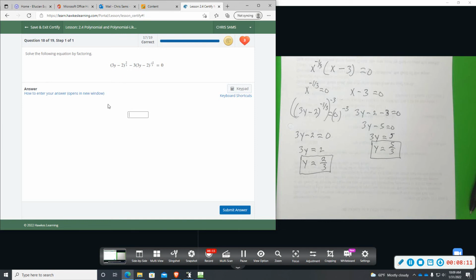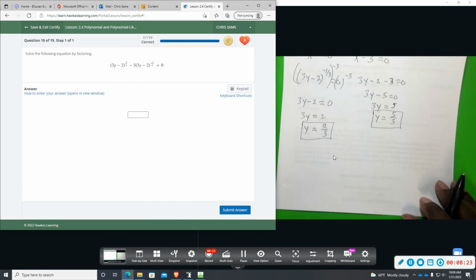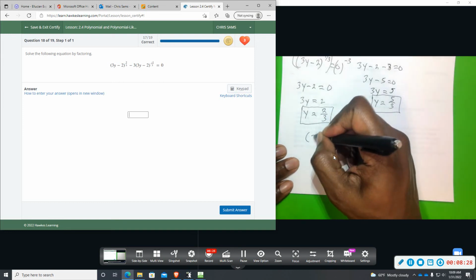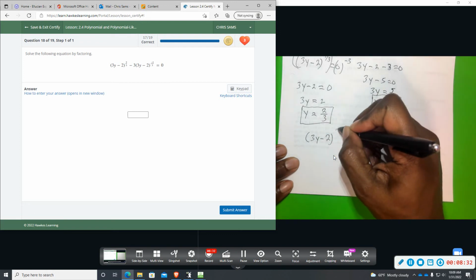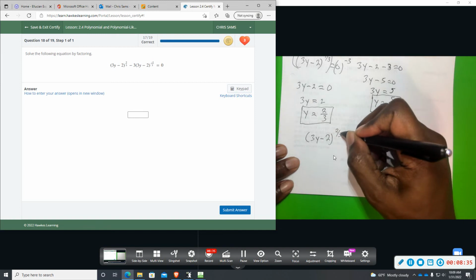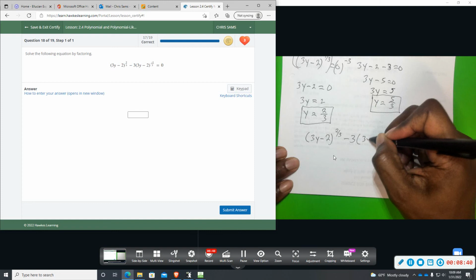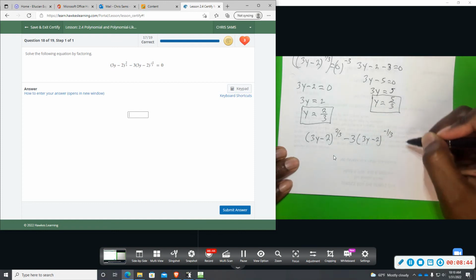And it looks like we're going to need to check. We have one box, so we need to verify which of these work. Go back and check and see which one works. So I'm going to start with my original problem and write it down all the way since I never did. So we have 3y minus 2 to the 2/3 power, and then minus 3y minus 2 to the negative 1/3 power.